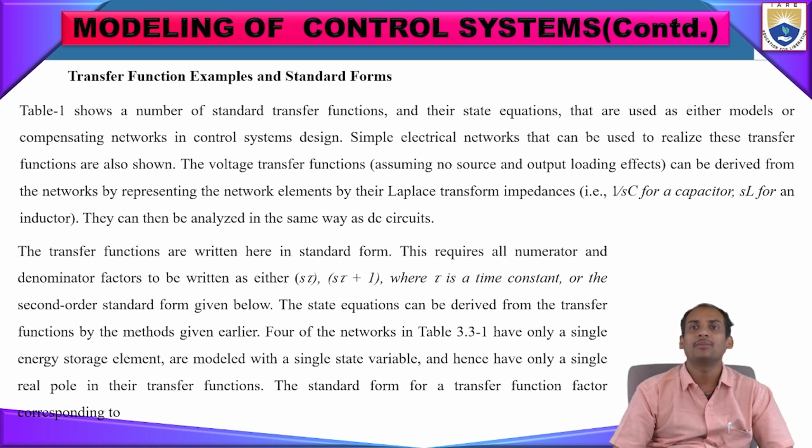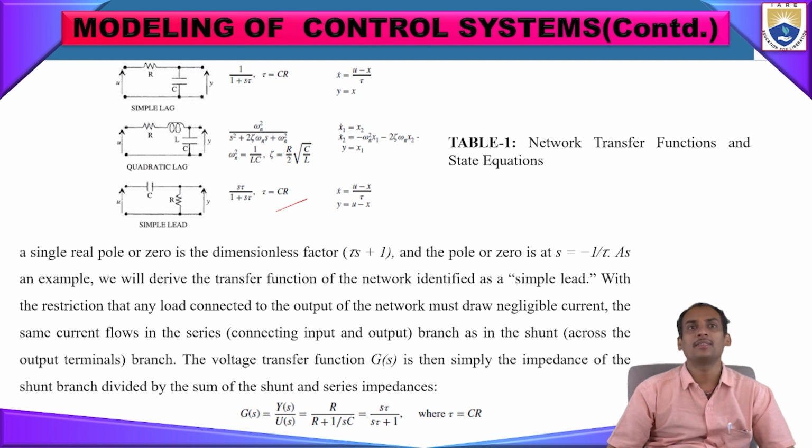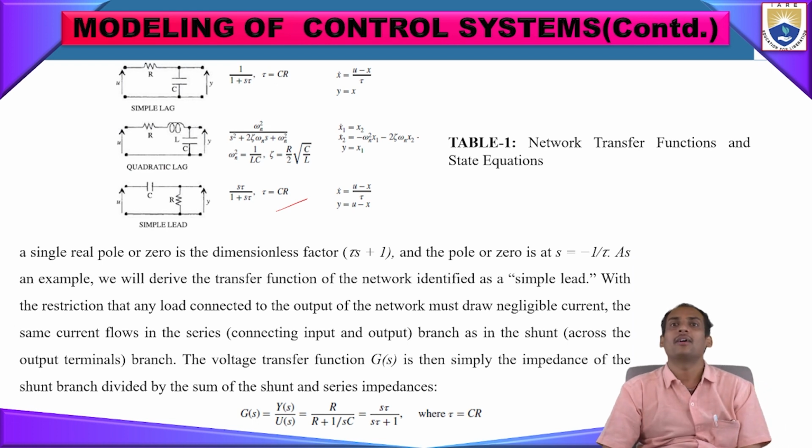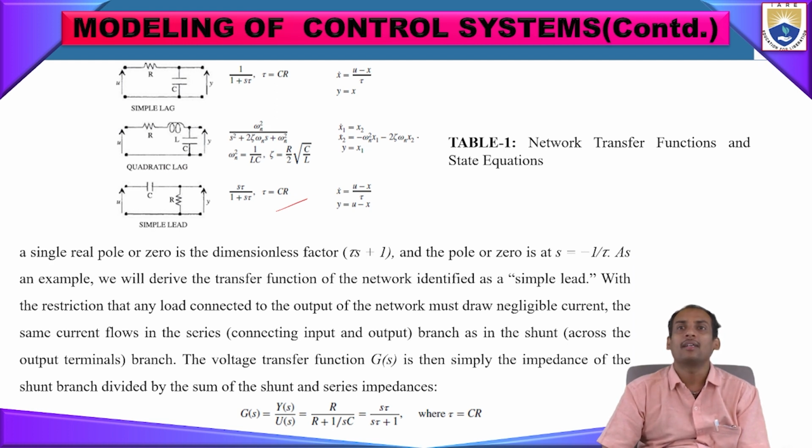That table gives you only a single energy storage element, modeled with a single state variable, and hence will have only a single real pole in the transfer function. For this transfer function, there is a single real pole and the zero dimensionless factor tau s plus 1, and the pole or the zero is equal to minus 1 by tau. As an example, we derive the transfer function of the network identified as a simple lead, with the restriction that the load connected to the output of the network must draw negligible current.